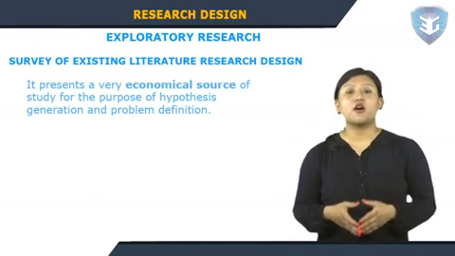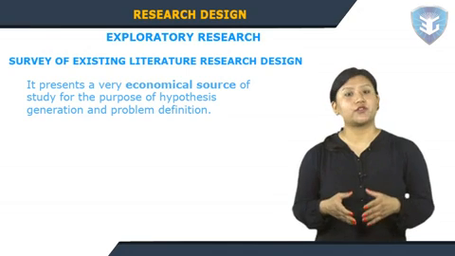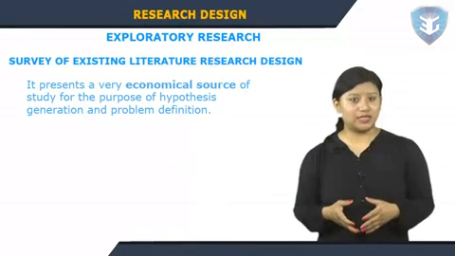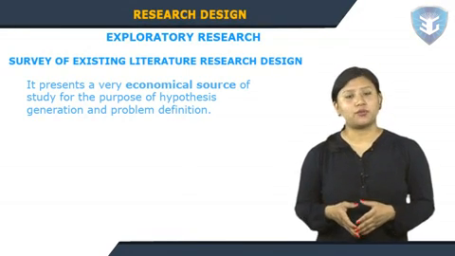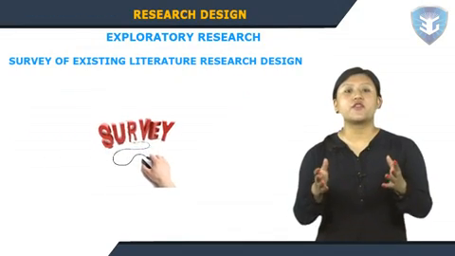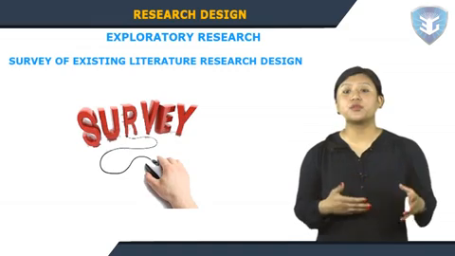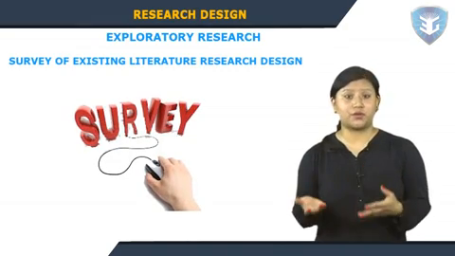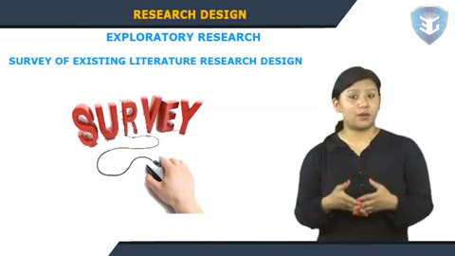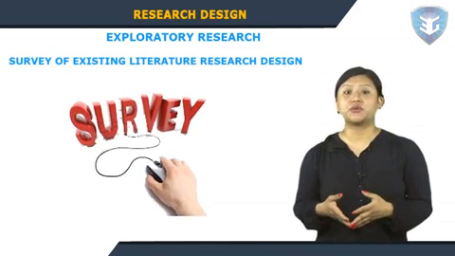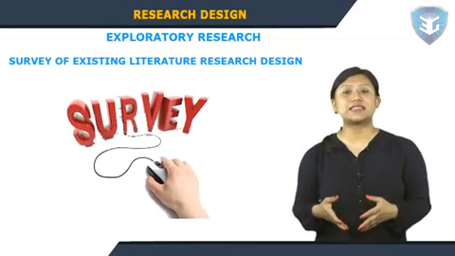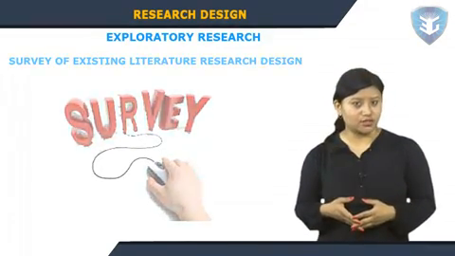The survey of existing literature research design presents a very economical source of study for the purpose of hypothesis generation and problem definition. A large variety of published and unpublished data is available through books and journals, newspapers and periodicals, government publications, and individual research projects, as well as data collected by trade associations.